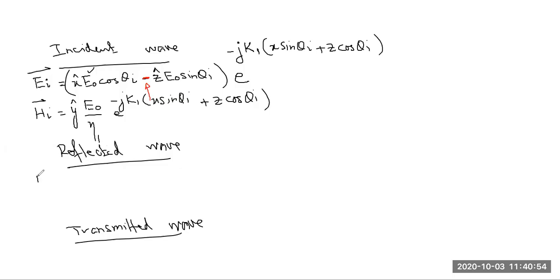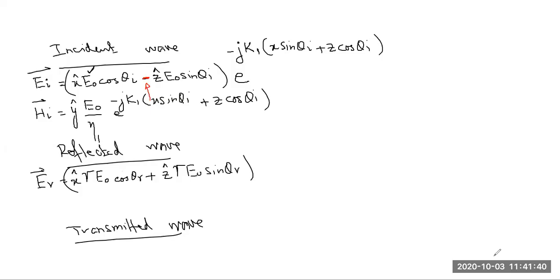Now I can do the same thing for the reflected wave. So E_r vector: the magnitude of the reflected field must change. The previous incident wave magnitude is E naught, so this must be gamma E naught, and we are going to find out what gamma is. The two components of the electric field are, again, since the electric field is in the xz plane, an x component as well as a z component. So you will have x gamma E naught cos theta plus z gamma E naught sine theta.